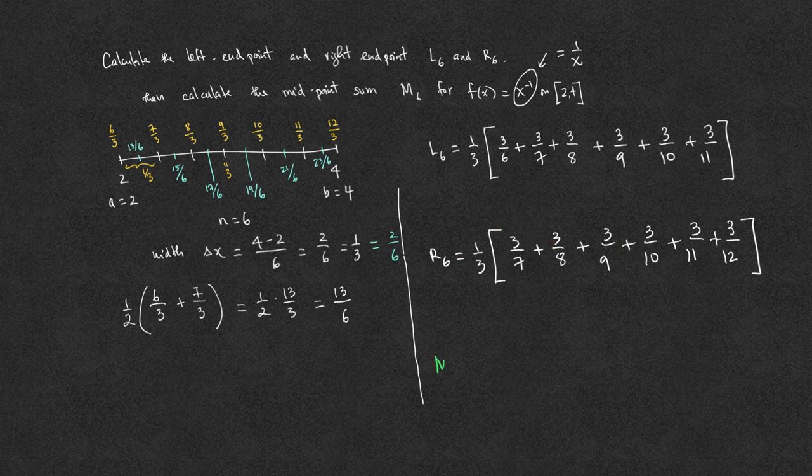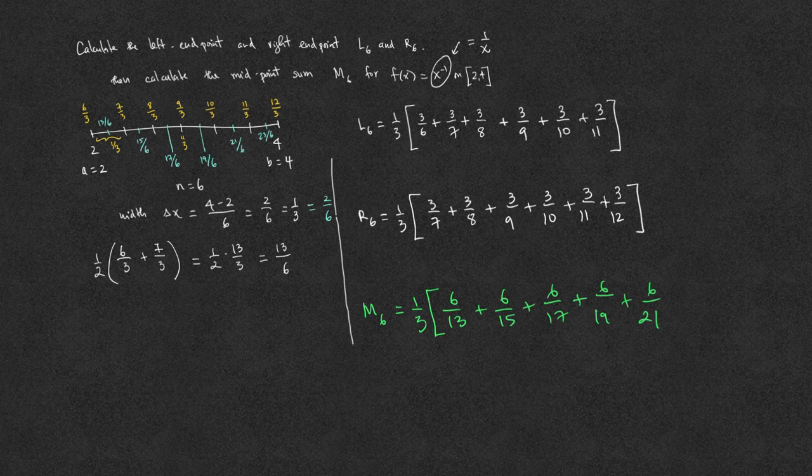Using the midpoint, M6, the width is still 1 over 3. And this time, the first midpoint is 13 over 6, so the height is 6 over 13. The next midpoint is 15 over 6, so the height is 6 over 15. The next ones are 6 over 17, 6 over 19, 6 over 21, but this is only 5 terms. We will need one more term, 6 over 23. We can now use a calculator to approximate these.